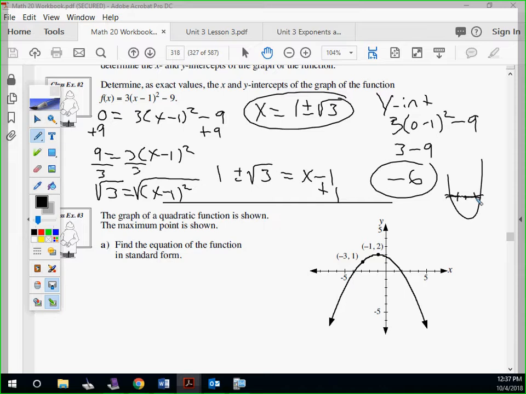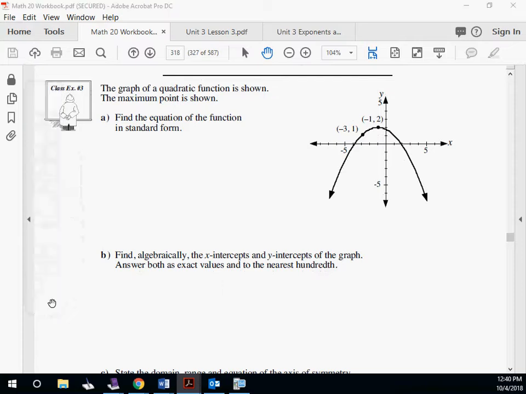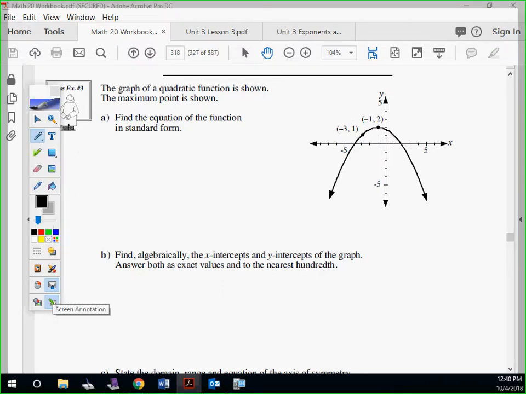The graph of the quadratic function is shown. The maximum point is shown. Find the equation of the function. So this again, we have everything we need based on our notes today to figure out what the equation is going to be. We have the vertex, and we have a point. Find the equation of the function in standard form. So it's going to be y equals a times x minus p squared plus q.